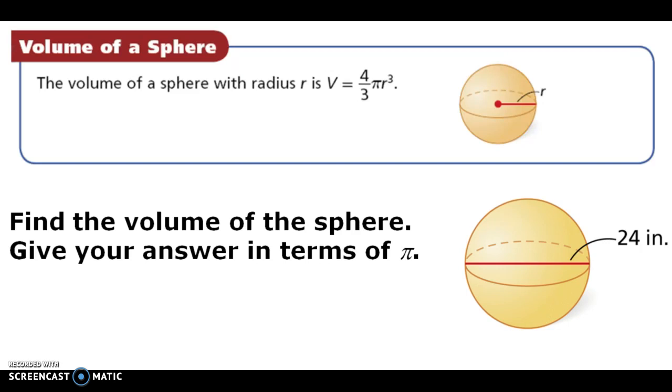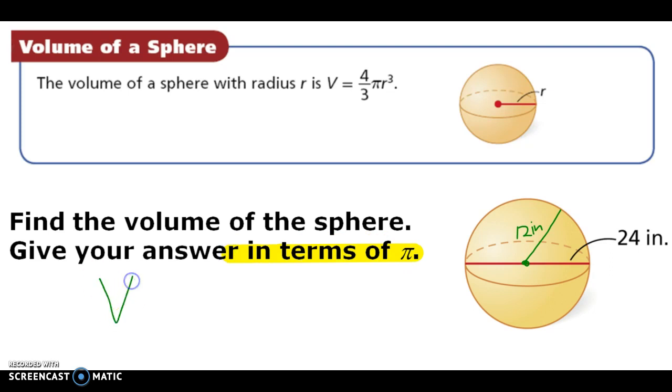So how many pieces of information do we need to know? One. We just need to know the radius, right? So in this example, what's the radius of our sphere? 12, right? Goes from the center to the point, so it'd be 12 inches. So we're finding the volume and leaving it in terms of pi.